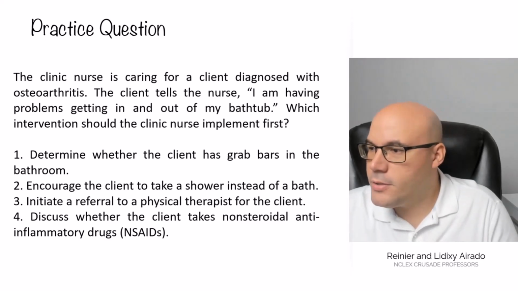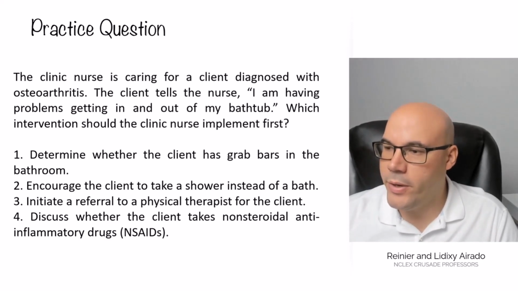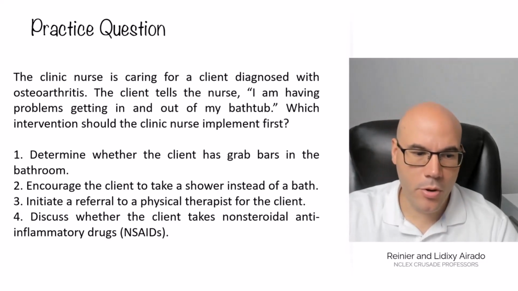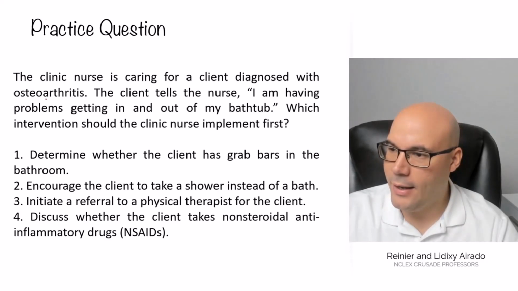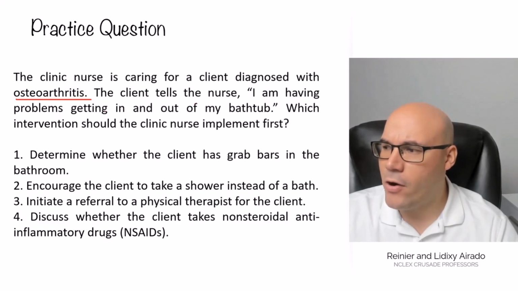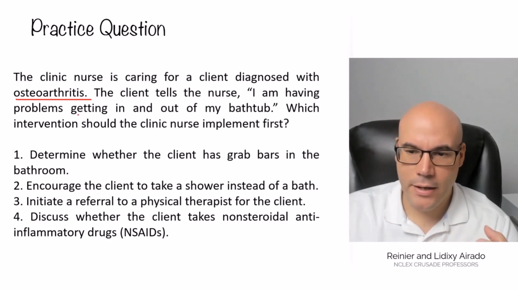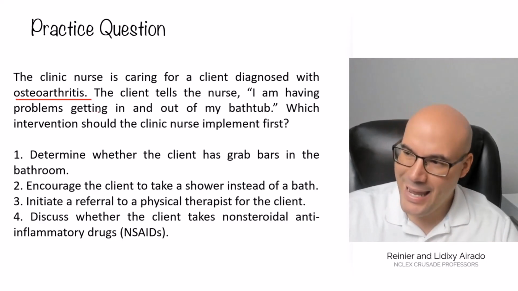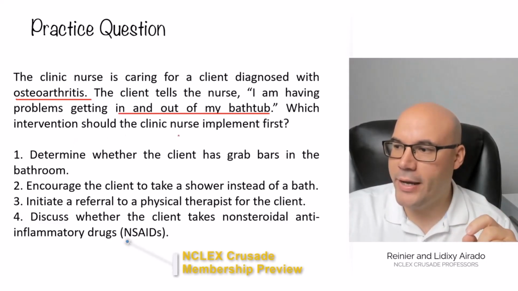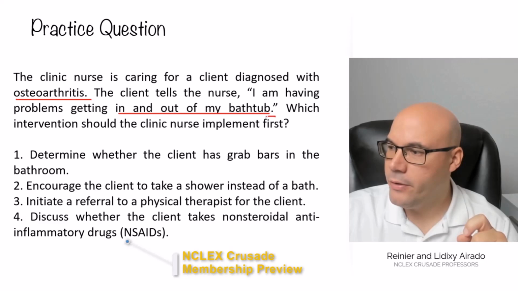The clinic nurse is caring for a client diagnosed with osteoarthritis. So we have a medical diagnosis, that's important. Let's underline that. The client tells the nurse, "I am having problems getting in and out of the bathtub." So the client is having problems with activity, with movement, getting in and out of the bathtub. Which intervention should the clinic nurse implement?